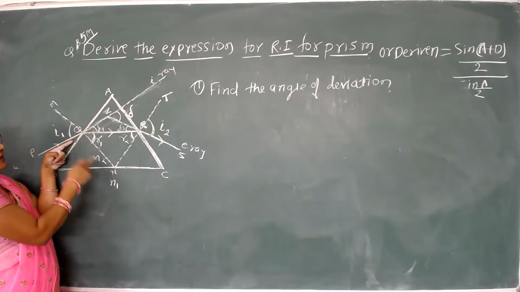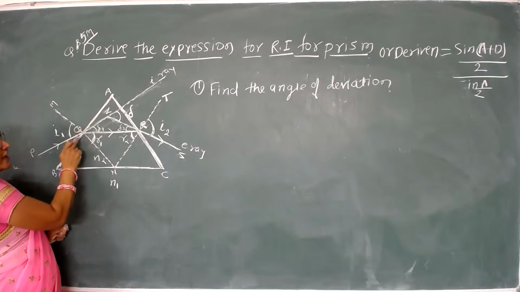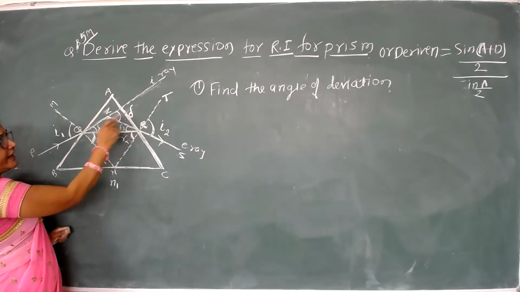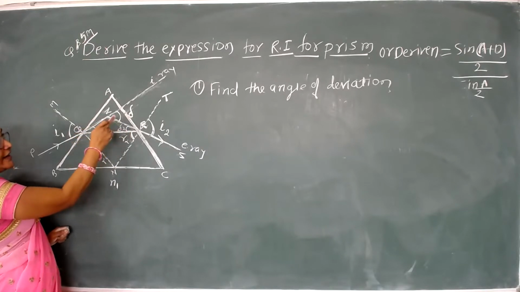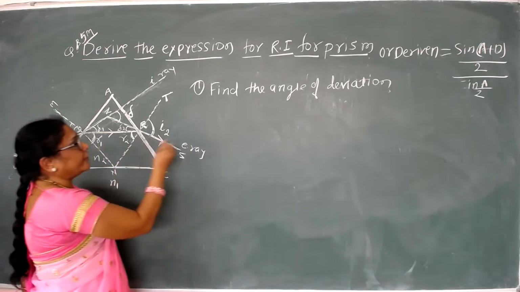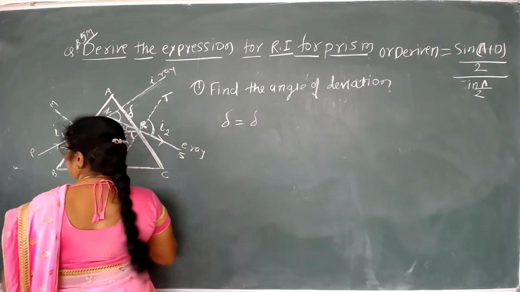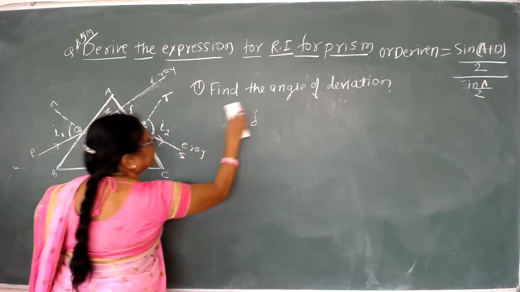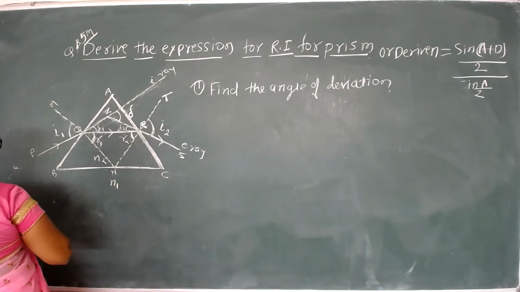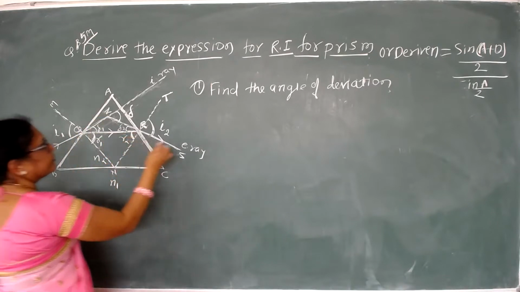So here, see the figure, this is the exterior angle for the triangle QZR. To find the deviation delta, delta is the exterior angle, and the exterior angle is the sum of the interior angles. So how to find delta? Delta is equal to the sum of the interior angles. So to derive the expression for the angle of deviation, consider a triangle QZR.